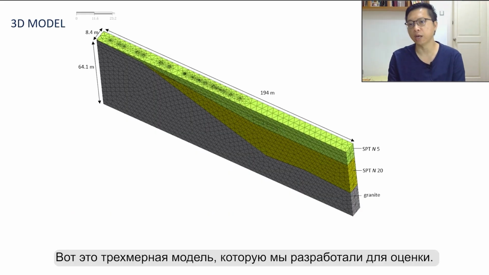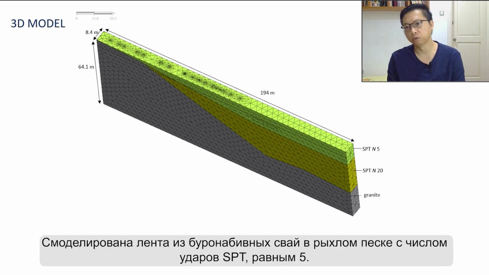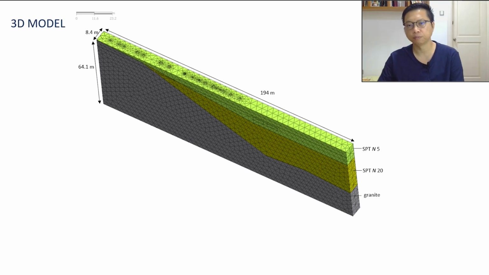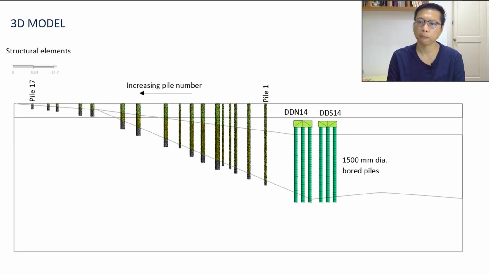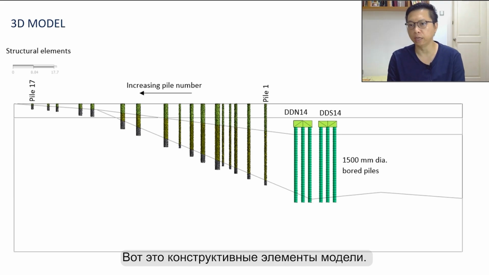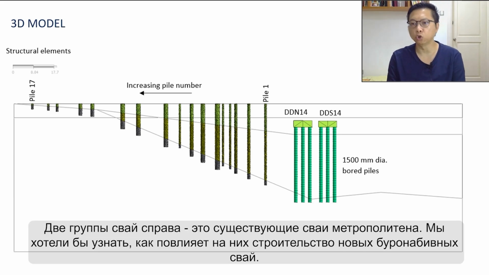This is the three-dimensional model we developed to assess the problem. We model a strip of bore piles in loose sand with SPT N equal to 5. This is the structural elements of the model. The two pile groups on the right are the existing MRT piles, for which we would like to know what is the effect of the construction of the new bore piles on the existing MRT piles.